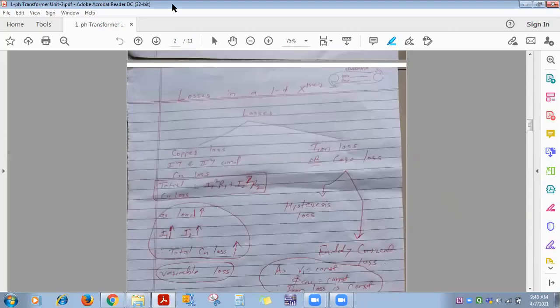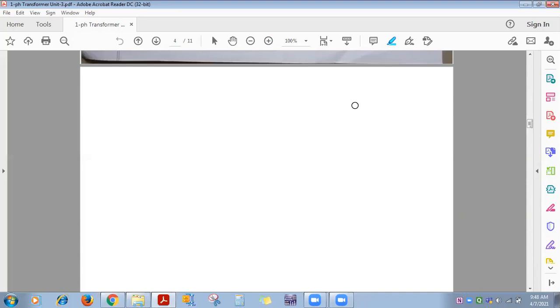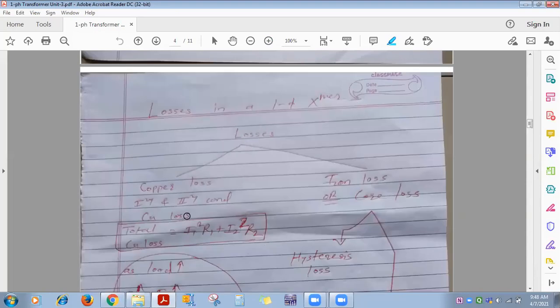Now we'll see about the losses in a transformer. Now see, transformer, if you find it has primary winding and secondary winding, both are made up of what? Copper. So primary winding copper loss and secondary winding copper loss will be there.